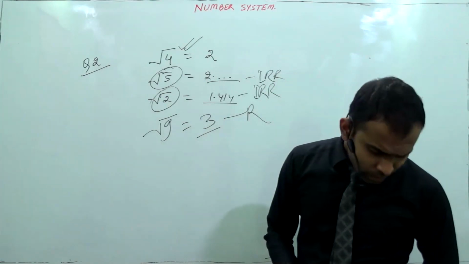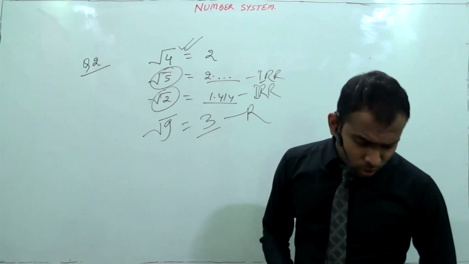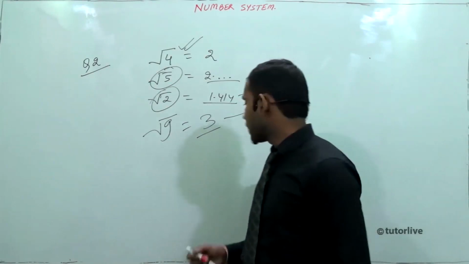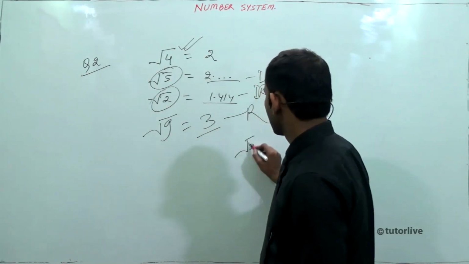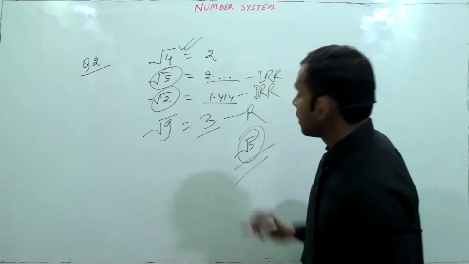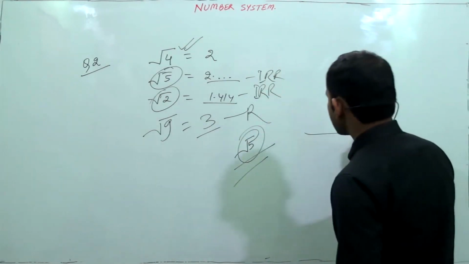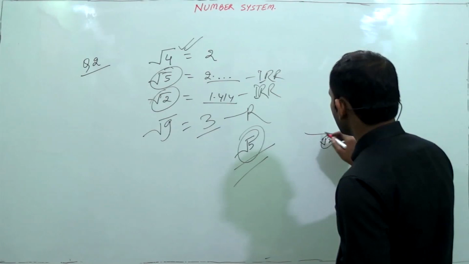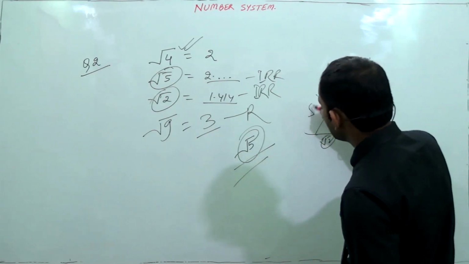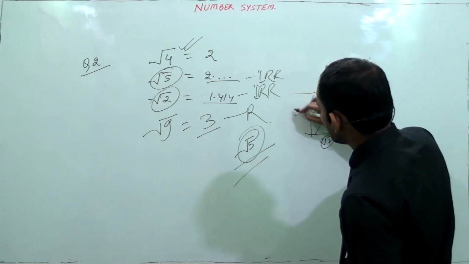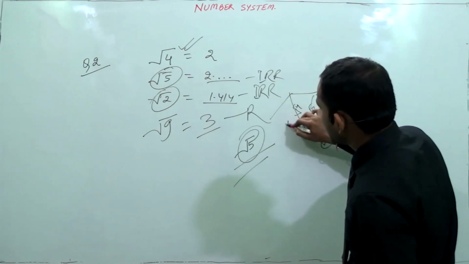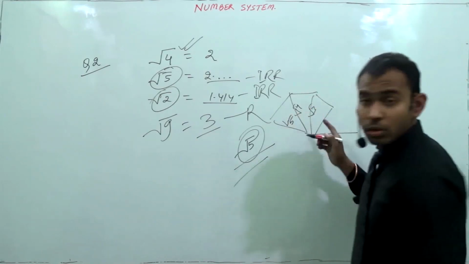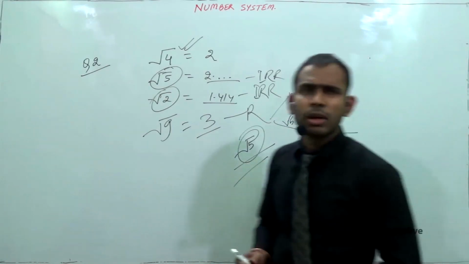Okay, question number 3, show root 5, the square root of 5, on a number line. I just explained to you how to represent root 2, then you will have to represent root 3, and then there will be root 4, and then there will be root 5. You're going to do it yourself, do it once.